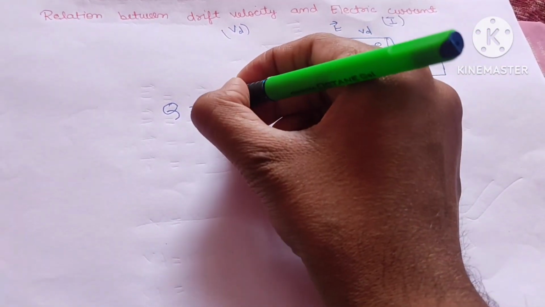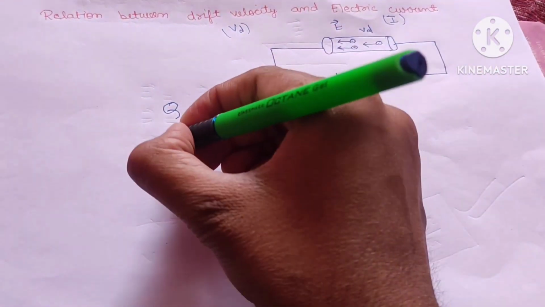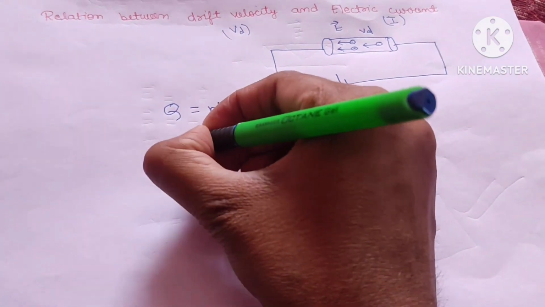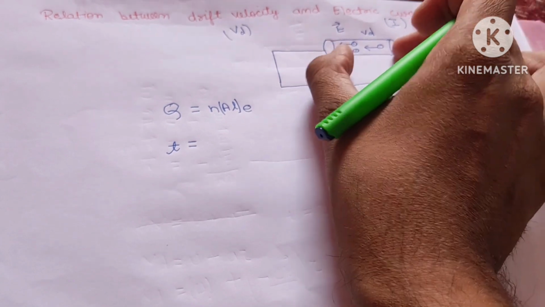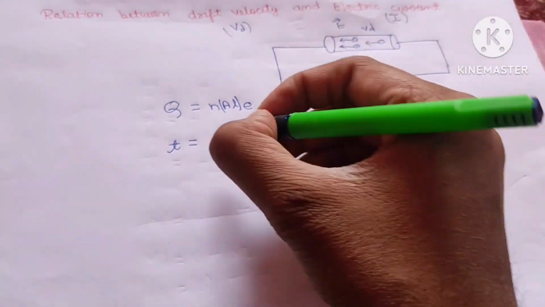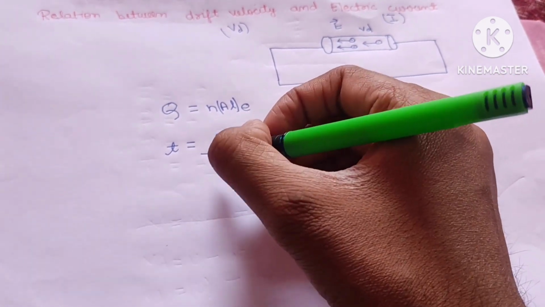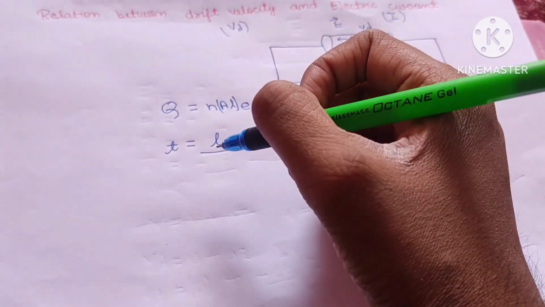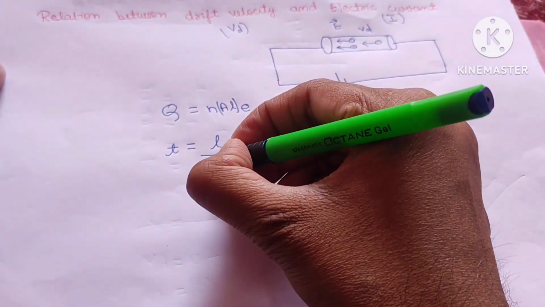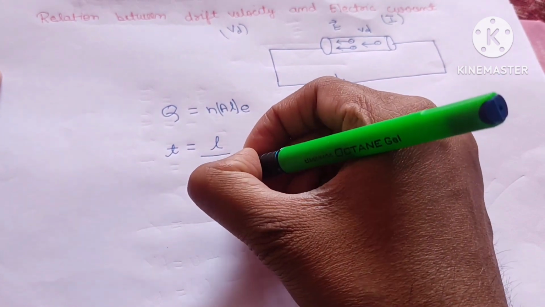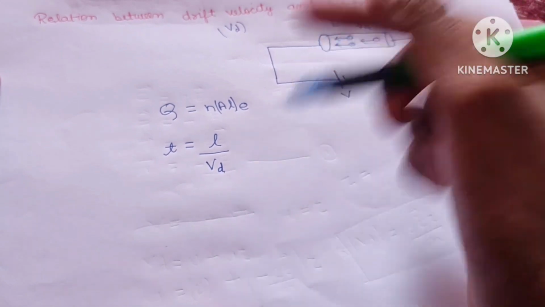Okay, so this is a new concept. Q is equal to this. Now what will we do? Time. We know that time is equal to distance by velocity. So the distance is the length L, and the speed is the velocity, which will be Vd, the drift velocity. Okay, so this is the time and distance formula. It is very simple.